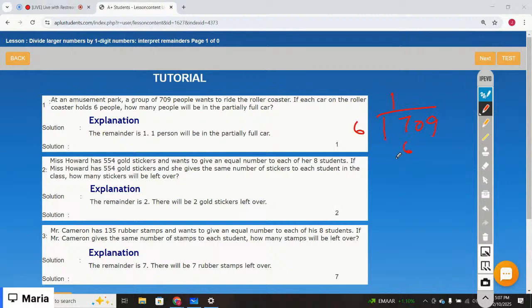6 times 1 is 6. 6 times 8 is 48. So you have one person left that is in the last car, right? Because the remainder is one person left. So that is the one person who is in the last car, the partially full car. Let's just start with the test questions.